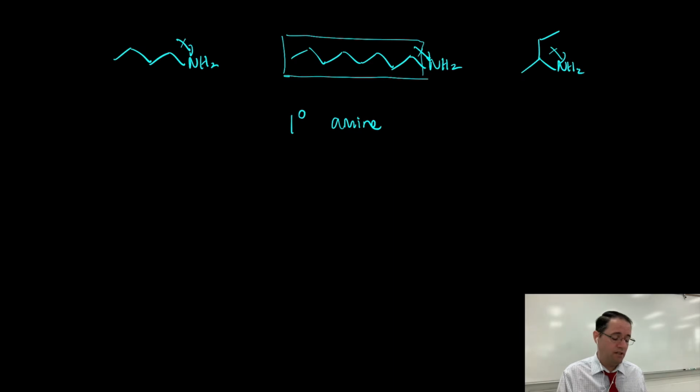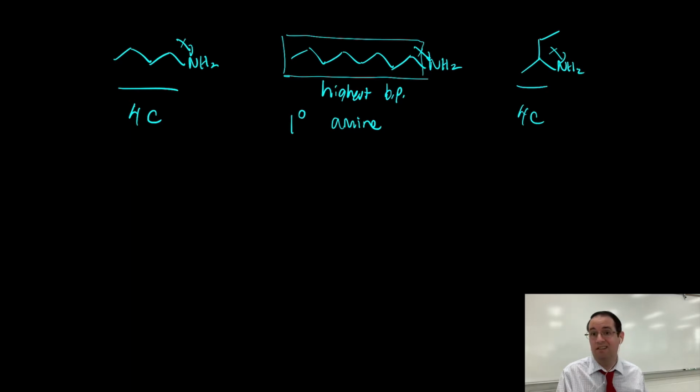This molecule right here has a very long alkyl group. It's the longest of the three. This has the longest chain, the highest surface area, the highest van der Waals, the highest London dispersion forces, so it's going to have the highest boiling point. This guy over here has a 4-carbon chain. This guy over here has a 4-carbon chain. So are they equal? No, it turns out they're different.